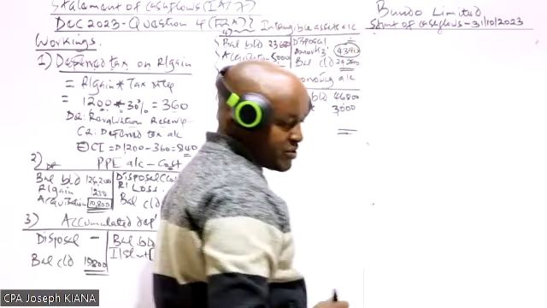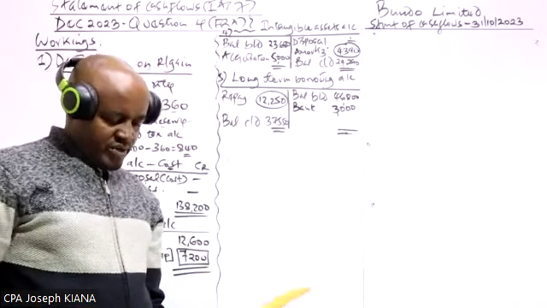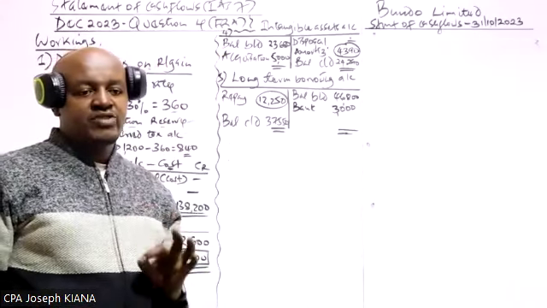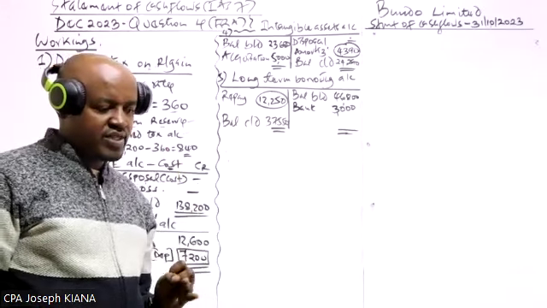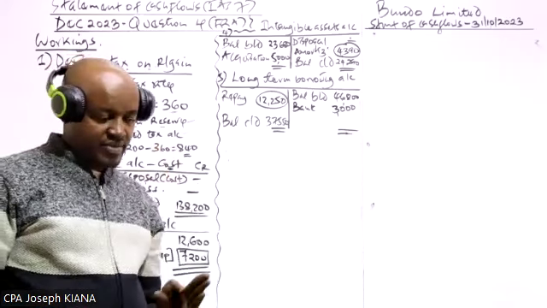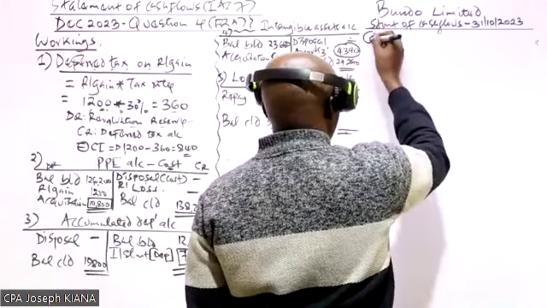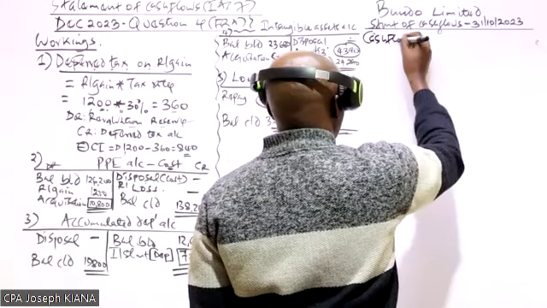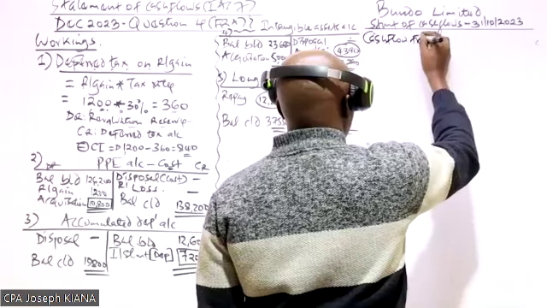Yes, and always what we know is that when preparing this statement of cash flows, we always start by getting the net cash flows from operating activities. Then from there we proceed and we determine the net cash flows from investing activities. And finally we determine the net cash flows from what? Financing. So therefore here we start by determining cash flow from operating activities.